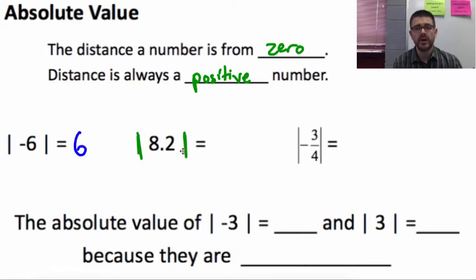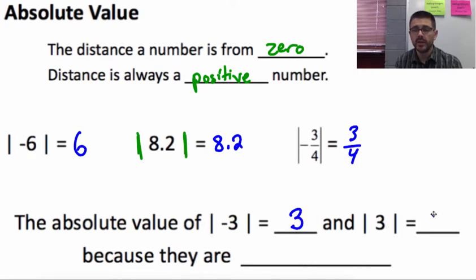What's the absolute value of 8.2? Meaning how far is my number away from 0? It's 8.2 steps away. What's the absolute value of -3/4? Meaning how far is -3/4 away from 0? Well, it is 3/4 away from 0. Down here at the bottom, the absolute value of -3. Well, -3 is 3 steps away from 0.